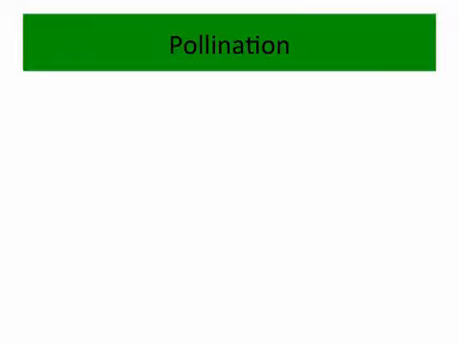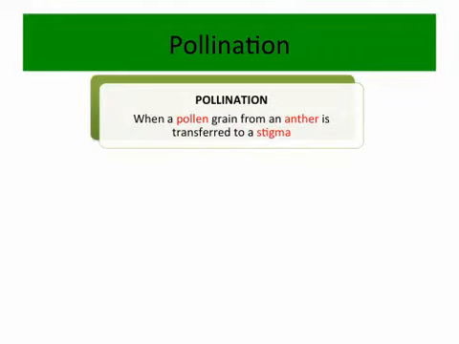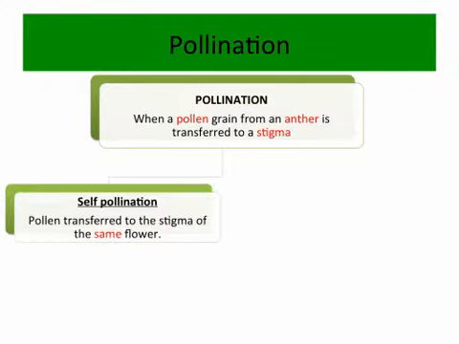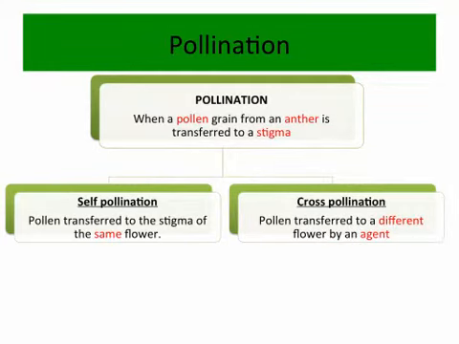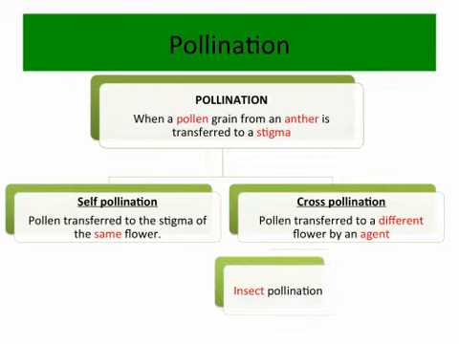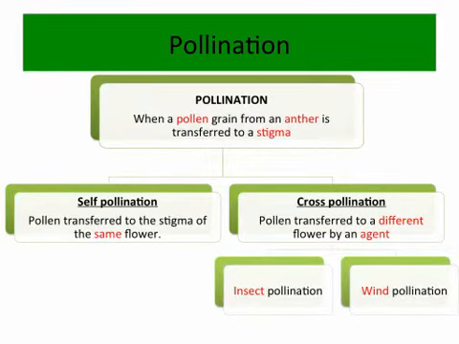Pollination. Now this video is going to focus on plant reproduction, sexual reproduction in plants. So pollination is when a pollen grain from an anther is transferred to a stigma. This can be self-pollination, where the plant will actually pollinate itself, fertilize itself, and the pollen is transferred to the stigma of the same flower. Or cross-pollination, where the pollen is transferred to a different flower by what we call an agent. The agent could be an insect or the wind.